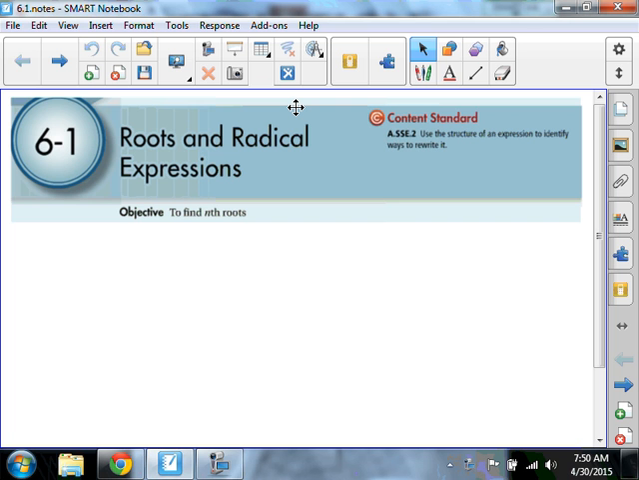And what we're looking at, we're kind of backtracking for a minute, and we're going from Chapter 8. We went into Chapter 7 for a minute, and now we're back to Chapter 6 because we need to study inverse functions. And before we study inverse functions, we need to back up and look at square roots and radical expressions. So that's what we're looking at today.